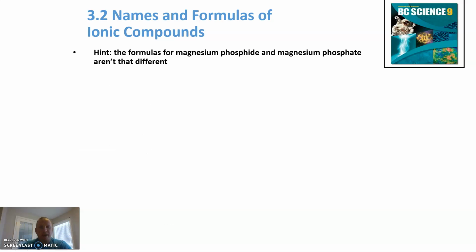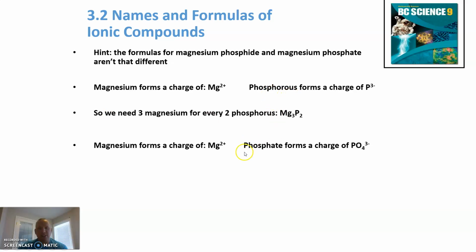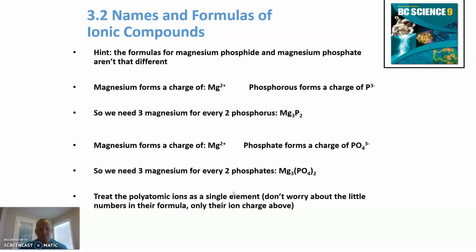And I just want to compare magnesium phosphide with magnesium phosphate. So we did this example, magnesium forms a charge of Mg2+, phosphorus P3-. So we would just crisscross those. It'd be Mg3P2. So that's simple enough. If we did that instead of with phosphorus, with phosphate, same charges, we crisscross it. There's still 3 magnesiums for every 2 phosphates. It's not much different, it just looks a little different.